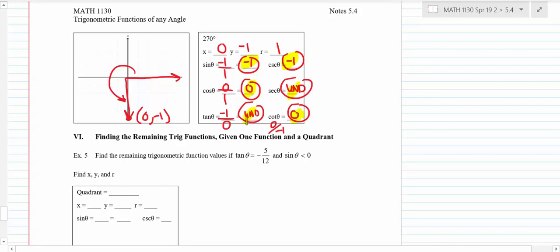What you have to do is know your definition and be able to figure that out. All you do on most trig functions is ask, do I know x, y, and r? If you know x, y, and r, you've got it made. Okay, that's what it's all about.